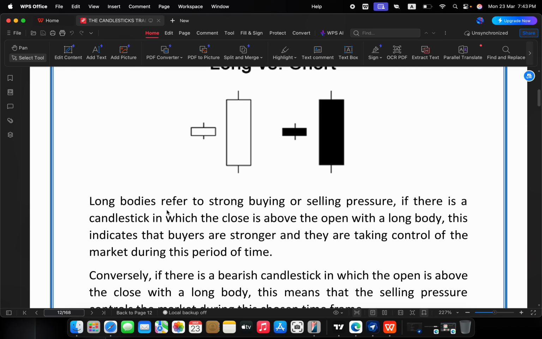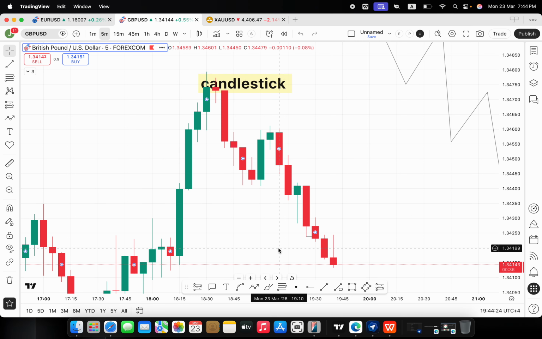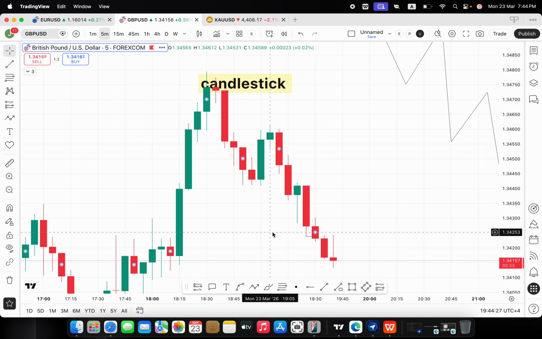So if there is a candlestick in which the close is above the open with a long body, this indicates that buyers are stronger and they are taking control of the market during this period of time. Conversely, if there is a bearish candlestick in which the open is above the close with a long body, this means that the selling pressure controls the market during this chosen time frame. So you have the option here: time frame.